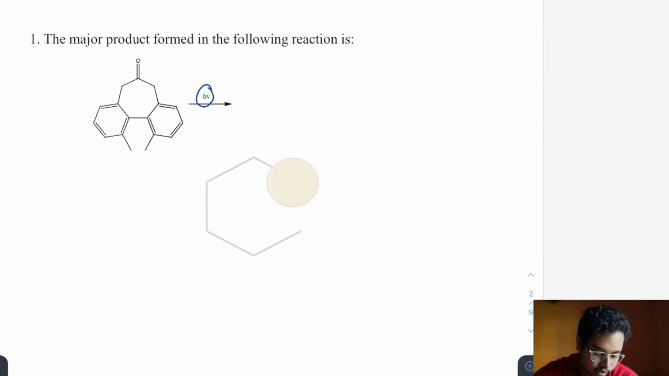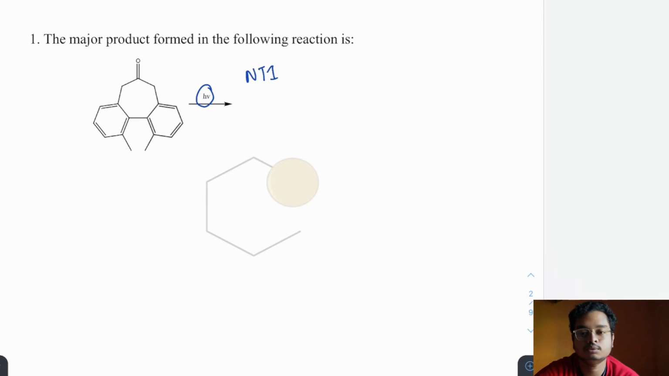First of all, we have to check whether this will go via a Norrish type 1 reaction or a Norrish type 2 reaction. Here it is clearly going via Norrish type 1, because there are no gamma hydrogens available; this is alpha, this is beta, this is gamma, from both sides. So this will obviously go via Norrish type 1 reaction.